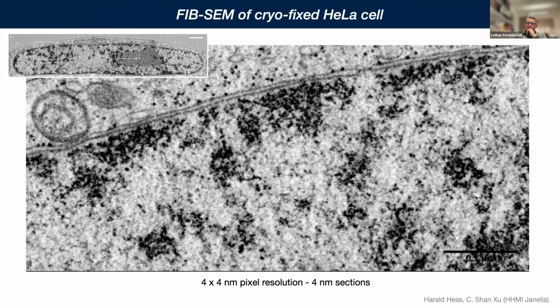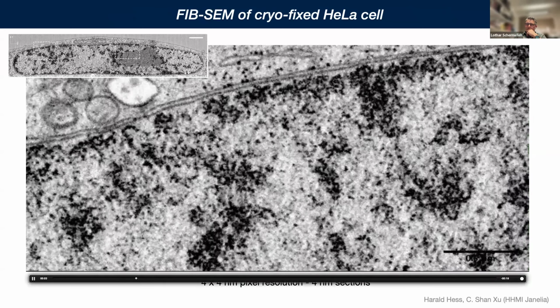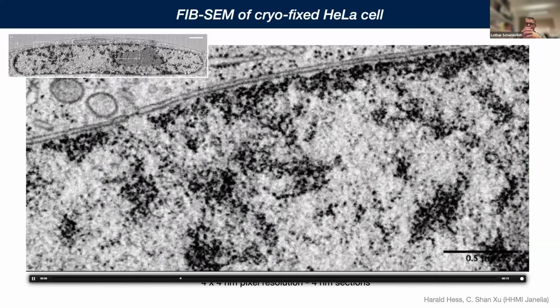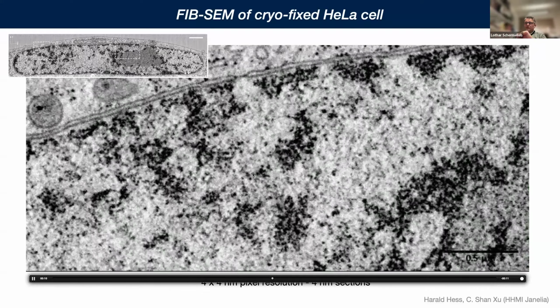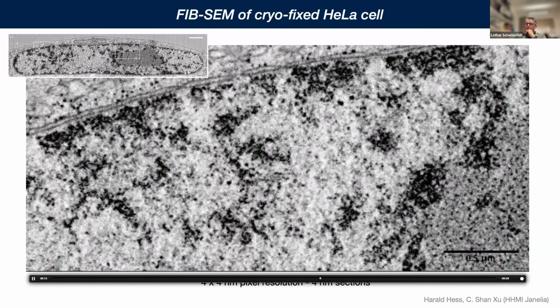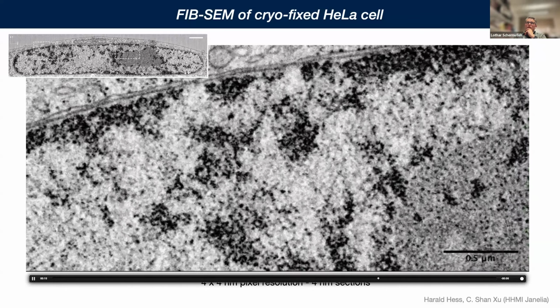And if we basically take a 3D data set like this, that gives you a sense for the complexity of the data. Here's the nucleolus, right, with RNPs.